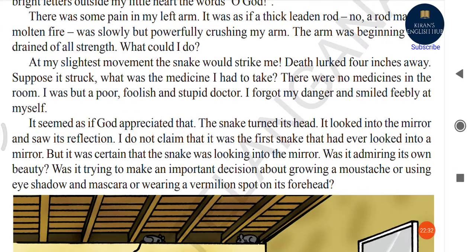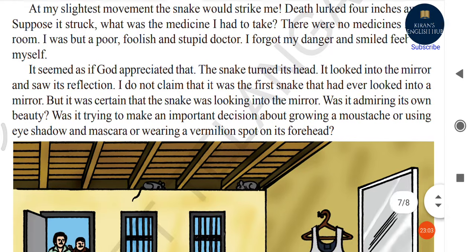Was he trying to make an important decision about growing a mustache, or using eyeshadow and mascara, or wearing a vermilion spot on his forehead? So you see how long the sentence is. He's bringing up all his thoughts: is he thinking to have a beautiful mustache? Is he thinking to have a beautiful lipstick? Is he thinking to have a beautiful eyeshadow? I don't know what is going on. Is he thinking to have makeup on his face and all? Okay, the doctor has come up with all these doubts, all these thoughts at a time in his mind.